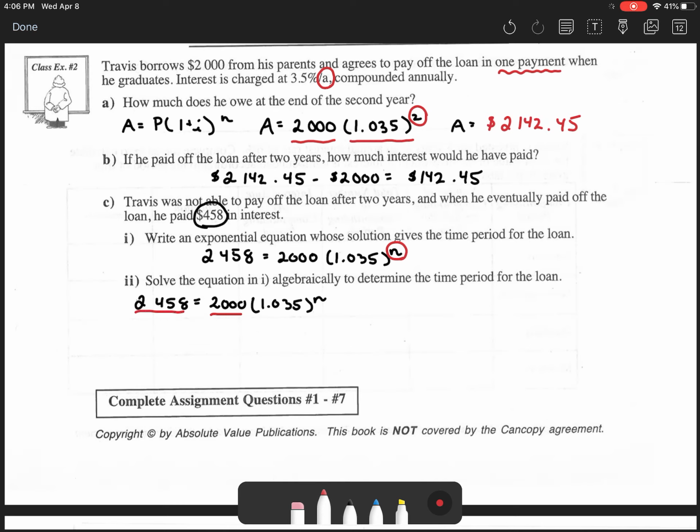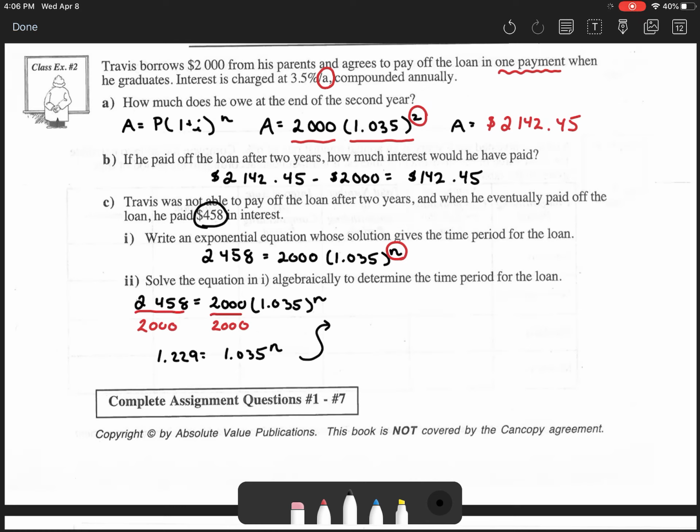Now what I'm going to do first is divide both sides of the equation by 2,000. I want to get the 2,000 out of the right-hand side of the equation. So I take 2,458 and divide by 2,000, and that gives me 1.229. So I now have 1.229 equaling 1.035 to the exponent of n.